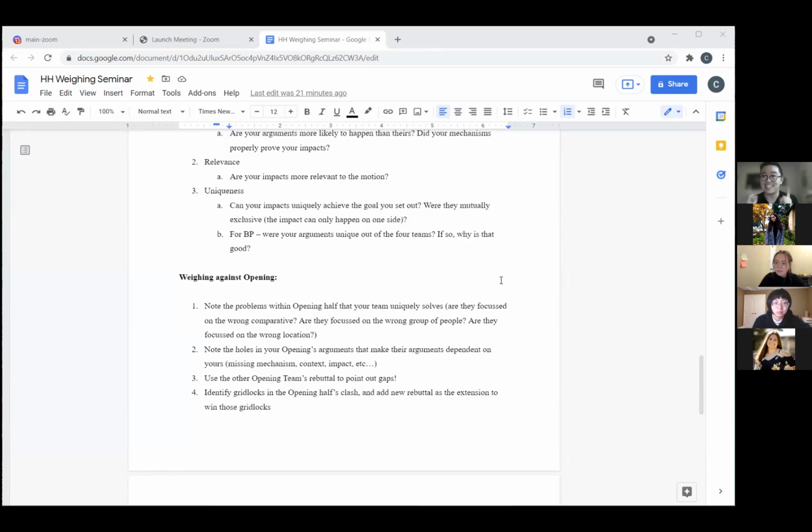The third thing, and this one's sneaky, and I really love this one, use the other opening team's rebuttal to point out gaps. If OG gives an argument and you are on CG, use opening opposition's refutation against them, right? So oftentimes, if OG has an argument, let's say that they give argument X, and opening opposition responds with argument Y to prove that argument X is unlikely, then in closing, all you have to do in order to weigh against argument X is say, opening government told you about argument X, but opening opposition correctly points out that argument X is unlikely because of response Y. As a consequence, OG's argument is less likely than our argument about this.